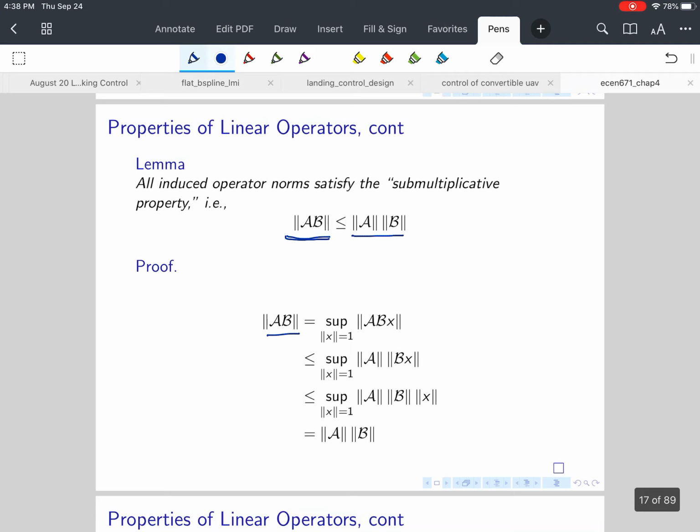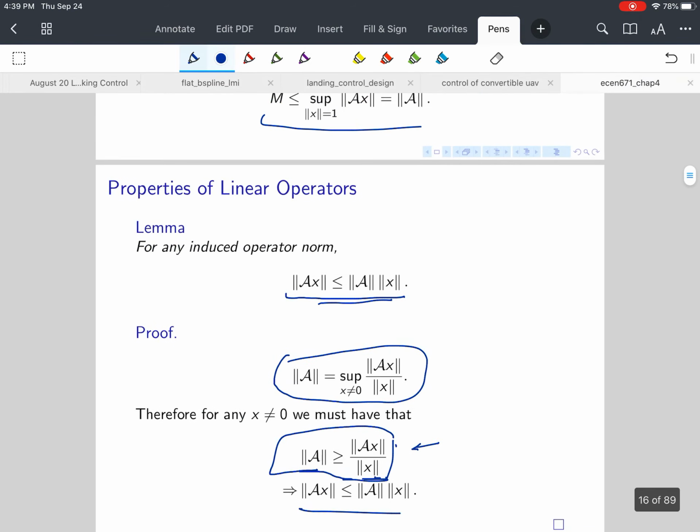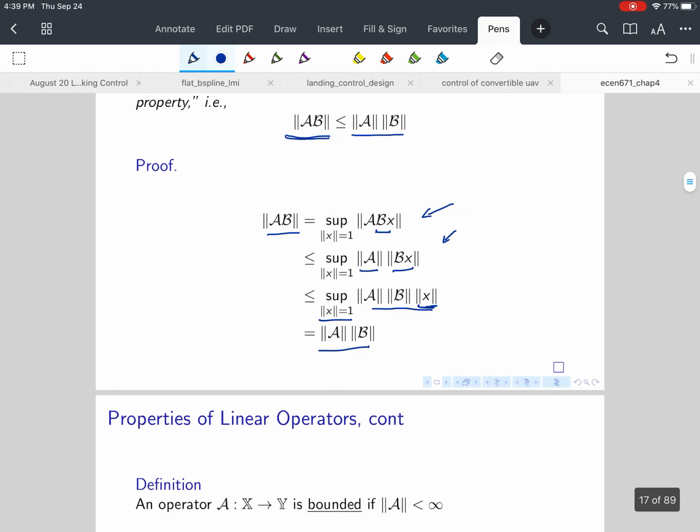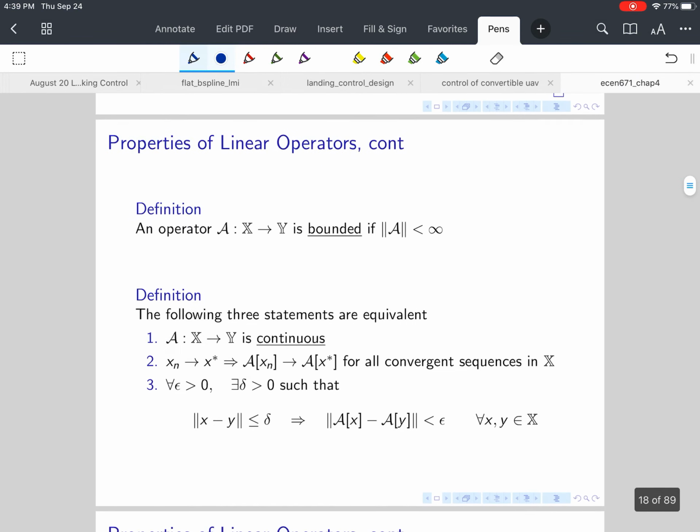And again, we can prove this as follows. The norm of AB is going to be the supremum over all norm x equal to 1 of the norm of AB on x. And then we've already shown this, so we do two different iterations of that. This is going to be less than or equal to, thinking of that as x, the norm of A times the norm of Bx, and now we separate that out. And since we have the supremum over x equal to 1, this is always equal to 1, so that's actually equal to the norm of A times the norm of B.